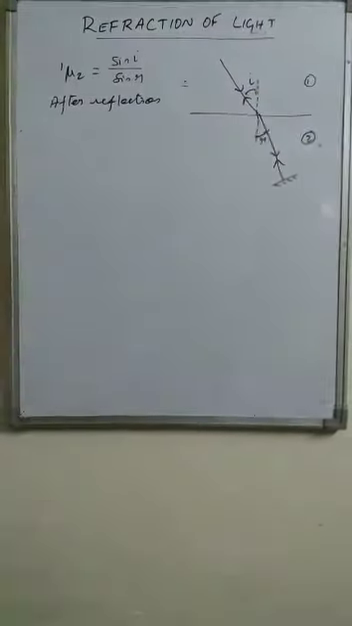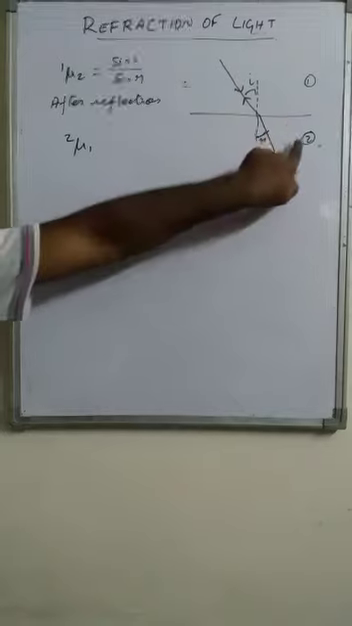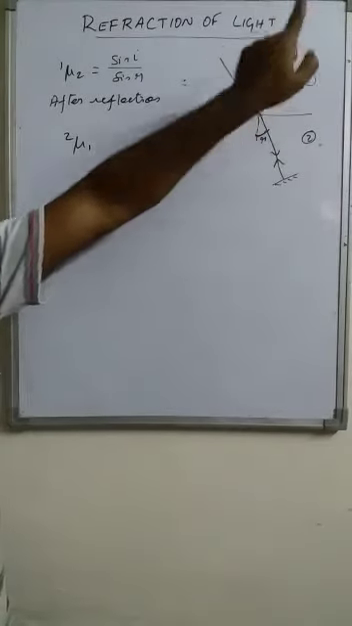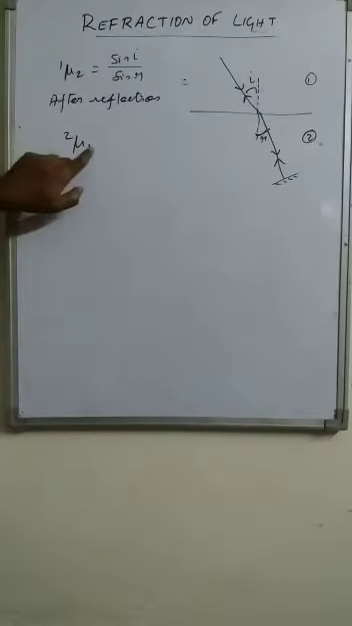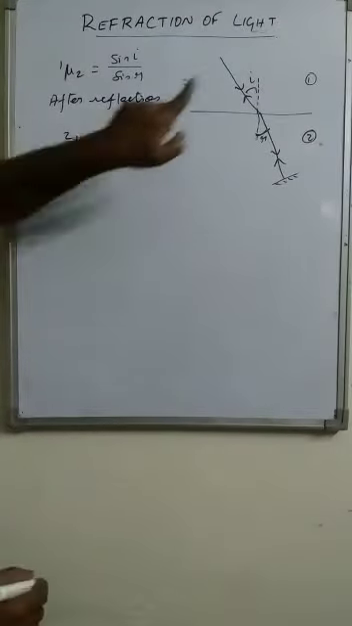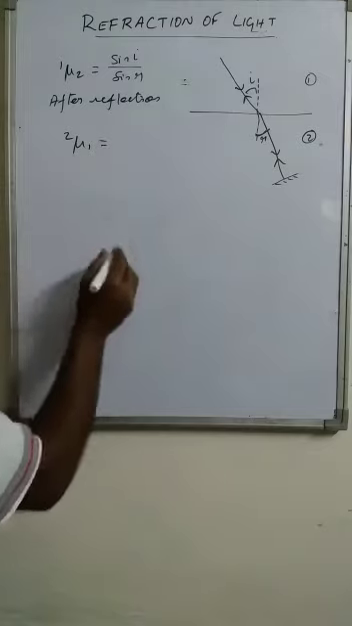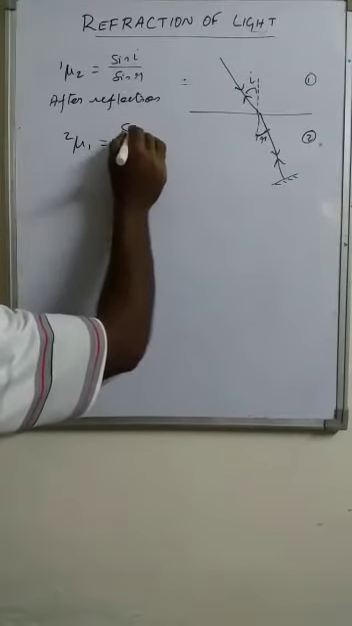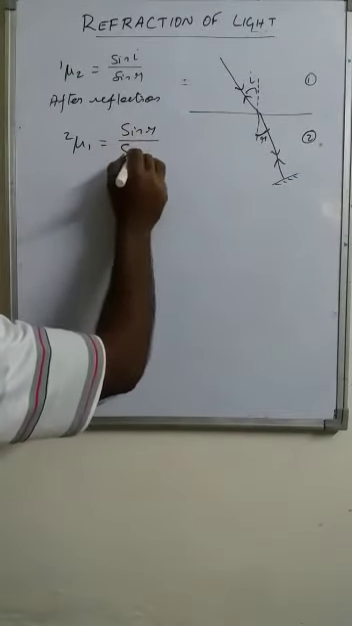So here after reflection, if we use Snell's law, it will be written as the refractive index of 1 with respect to 2, because in this case the first medium is 2 and the second medium is 1. So the refractive index of 1 with respect to 2 is equal to sine of this angle R upon sine I.